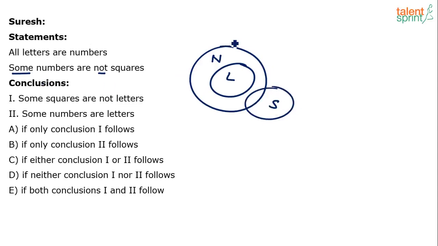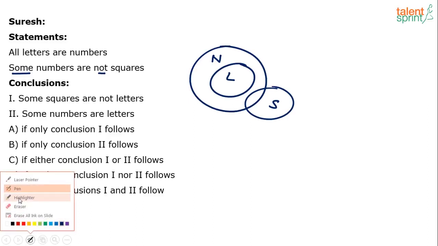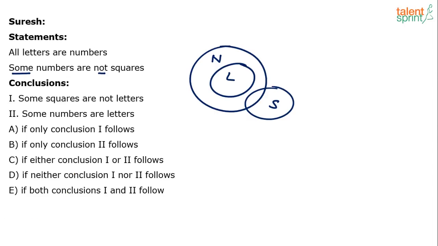Some numbers are not squares. Remember, which region are we referring to? Let me do some highlighting to explain this to you. If you read this statement, some numbers are not squares, this orange statement here refers to this region: the outside numbers which are lying outside.